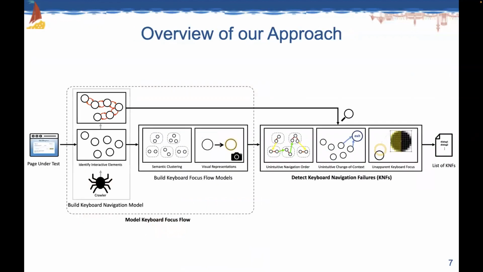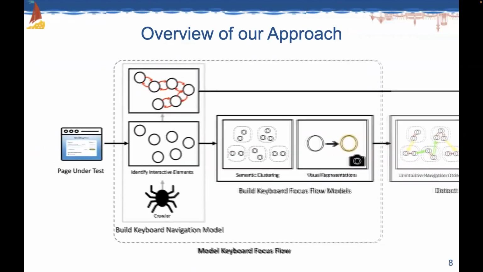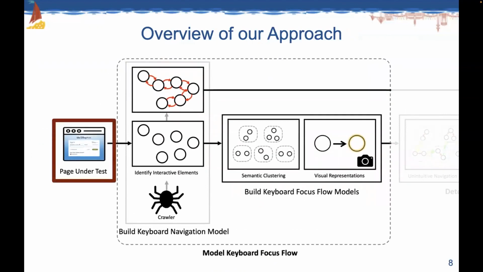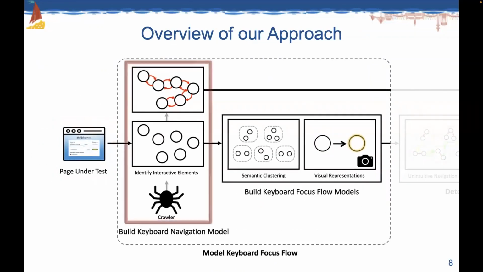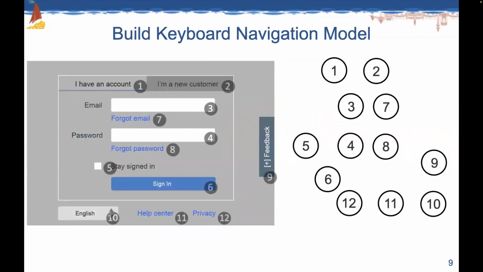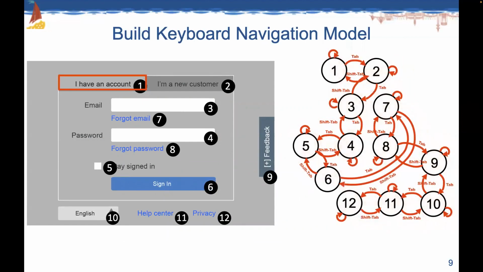In our paper, we present an approach to automatically detect these keyboard navigation failures (KNFs). The approach takes a web page as the input. It first models the keyboard navigation allowed by the web page. The model is represented as a graph where the nodes are elements in the web page and edges represent how the keyboard focus moves between elements based on keyboard interaction.